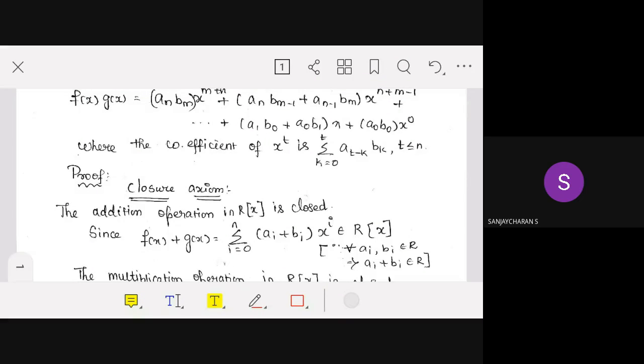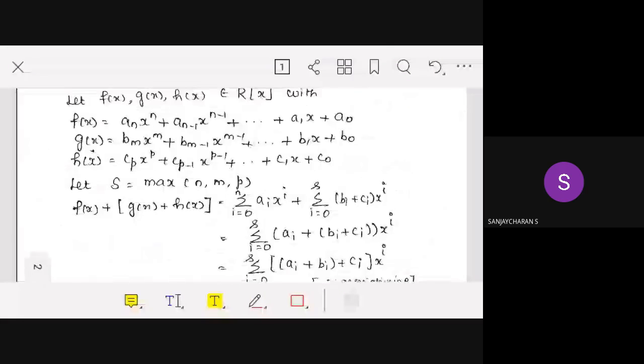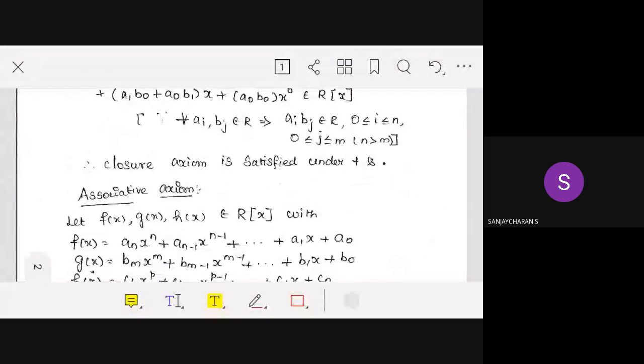Okay, next under multiplication. How can you say that? It is also in the same way, the closure property. Okay, ai, bj belong to R means ai into bj also belongs to R. So the closure axiom is satisfied under multiplication also.